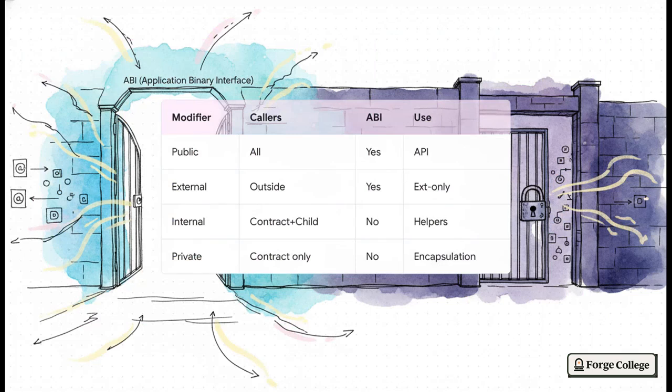And this brilliantly illustrates what we've been talking about. Let's look at this master cheat sheet. Public and external modifiers expose your functions right on the ABI, inviting external accounts and other contracts to interact. Meanwhile, internal and private, those are kept strictly off the ABI. They are safely hidden away for your contract's own internal operations and little helpers.